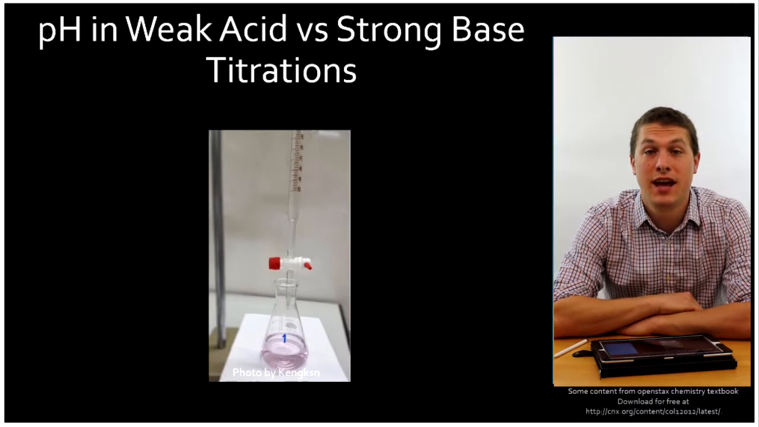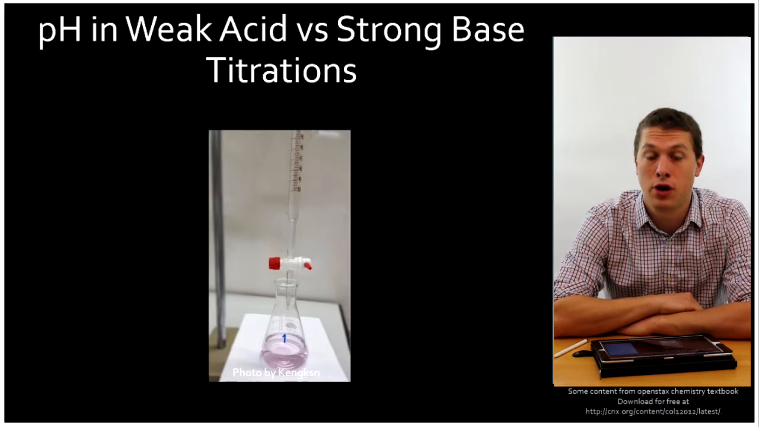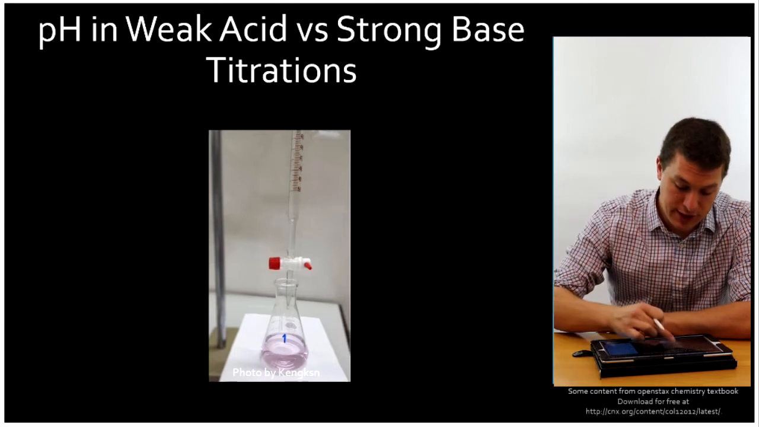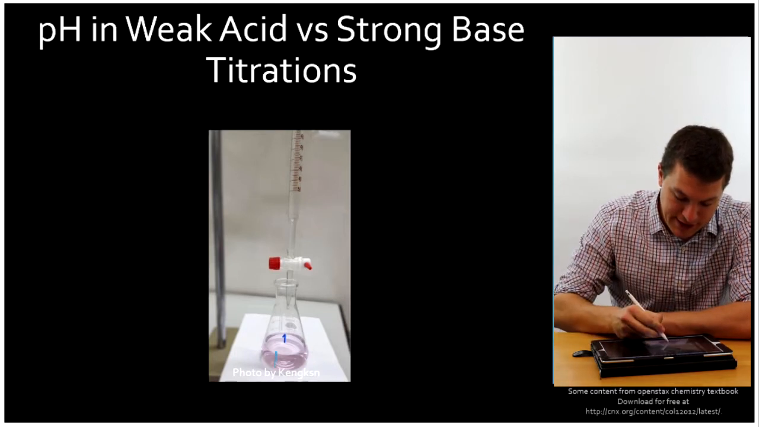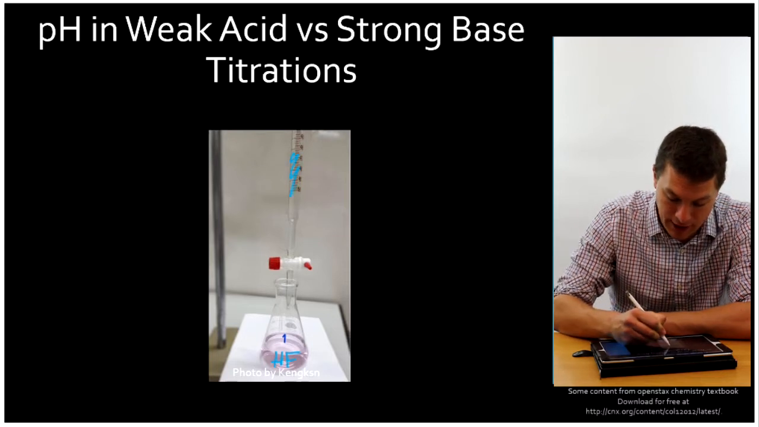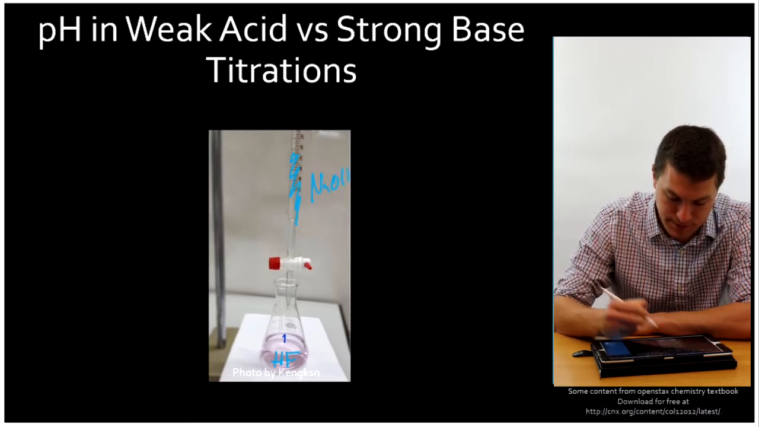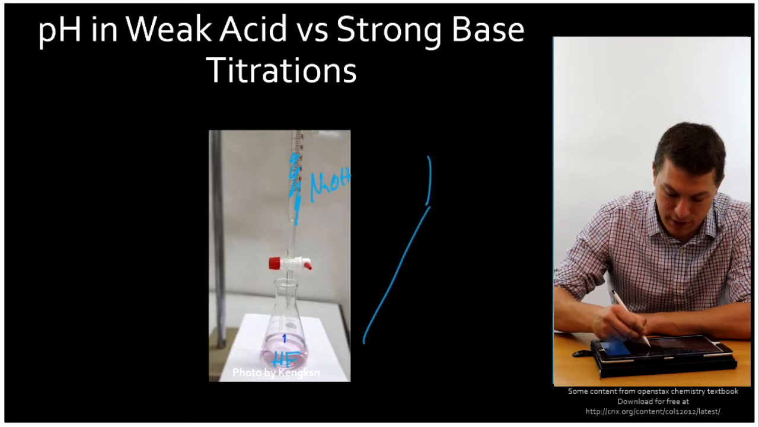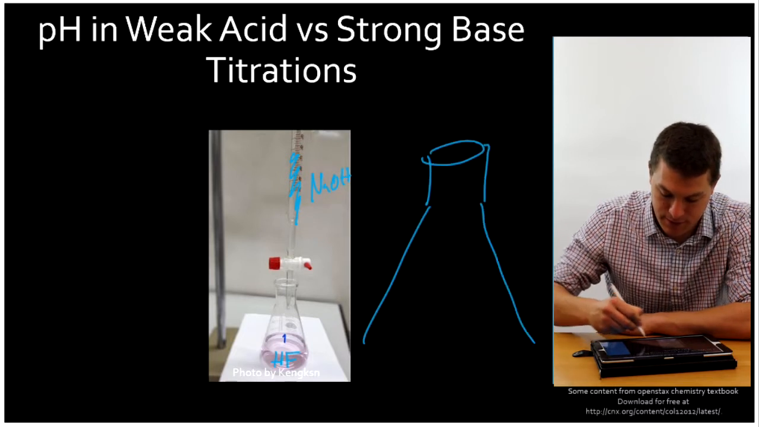I'm Dr. Morris. Today we're going to be talking about weak acid, strong base titrations. Specifically in this case, we're going to be dealing with the weak acid HF, which is going to start down in our flask, and our titrant, the thing we're adding, is up here, and it's NaOH. When we add those together, here's a bigger picture of my flask.